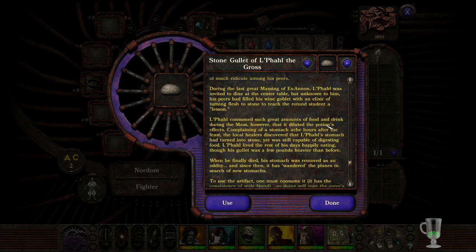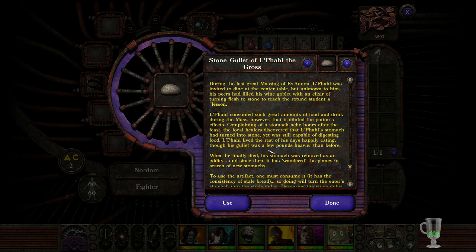Despite his skill at the art, however, his gluttony was the subject of much ridicule among his peers. During the last great massing of Es-Anan, Lafal was invited to dine at the center table, but unknown to him, his peers had filled his wine goblet with an elixir of turning flesh to stone to teach the rotund student a lesson. Lafal consumed such a great amount of food and drink during the mass, however, that it diluted the potion's effects. Complaining of a stomach ache hours after the feast, the local healers discovered Lafal's stomach had turned into stone, yet was still capable of digesting food.